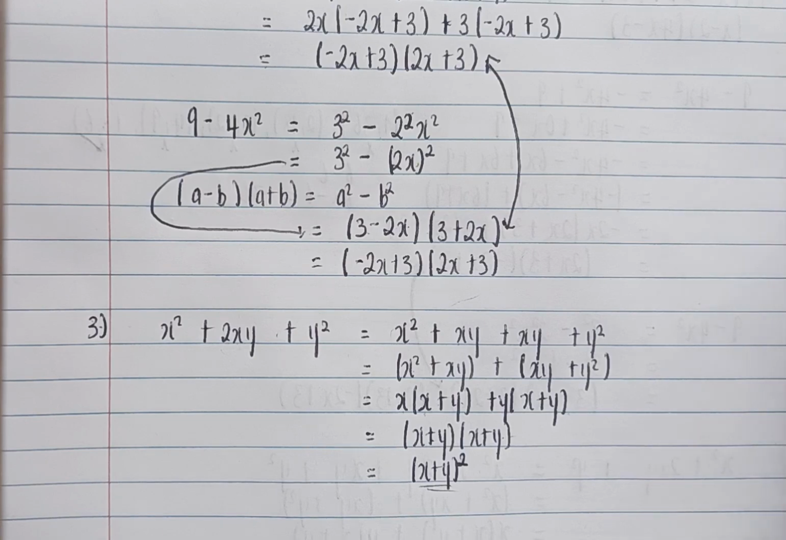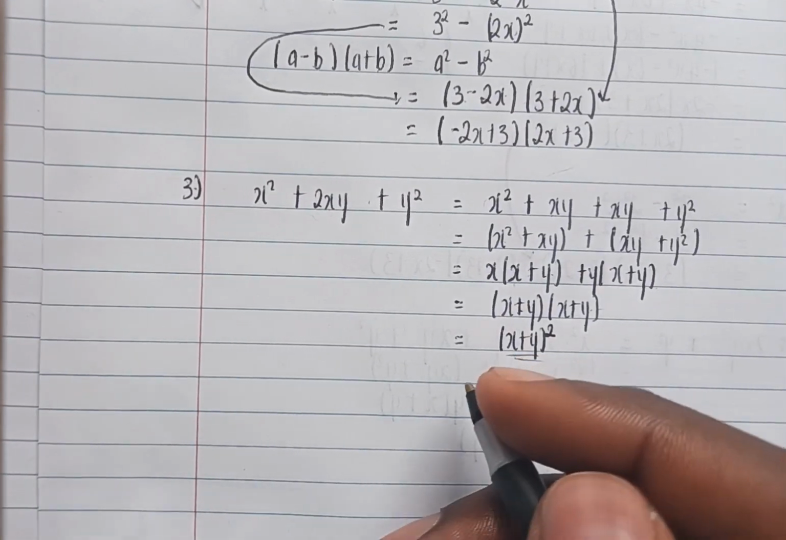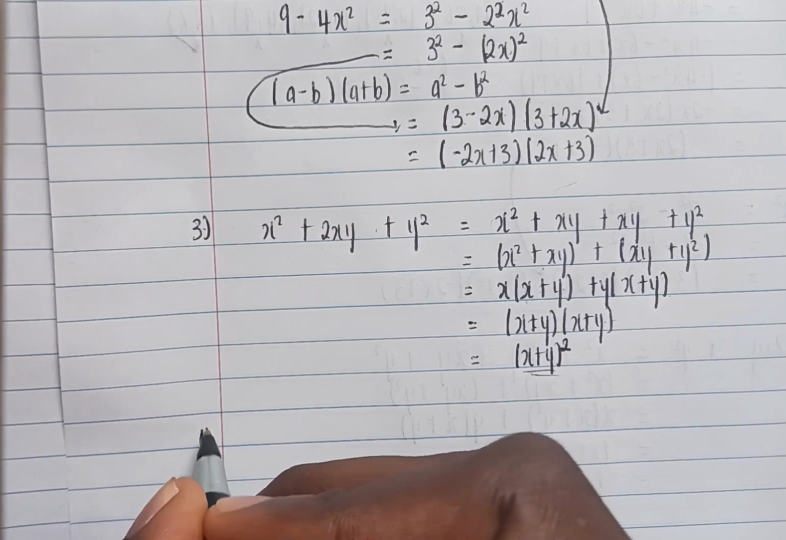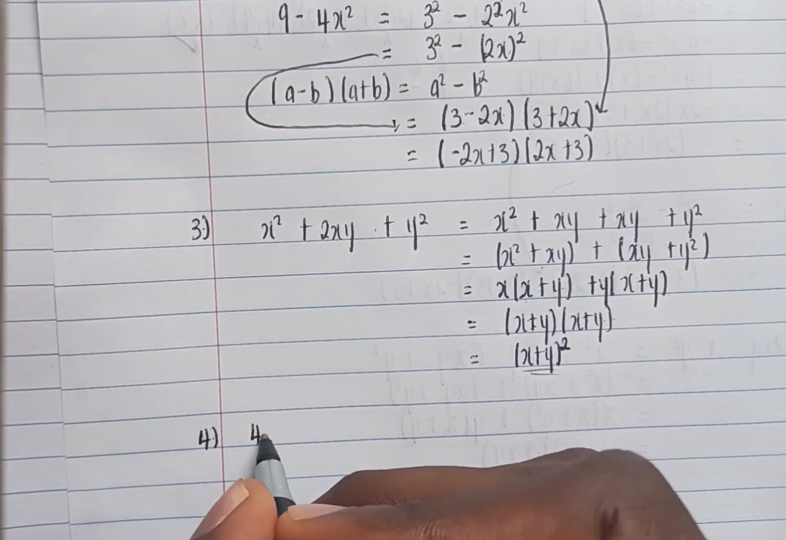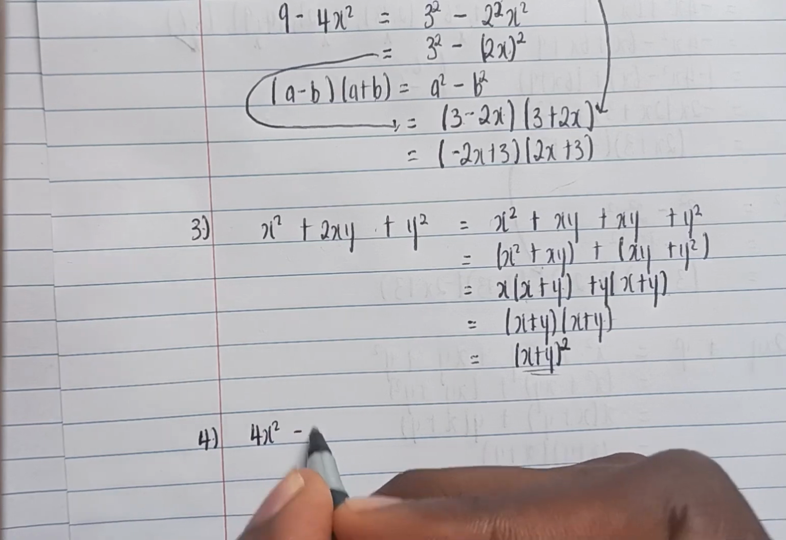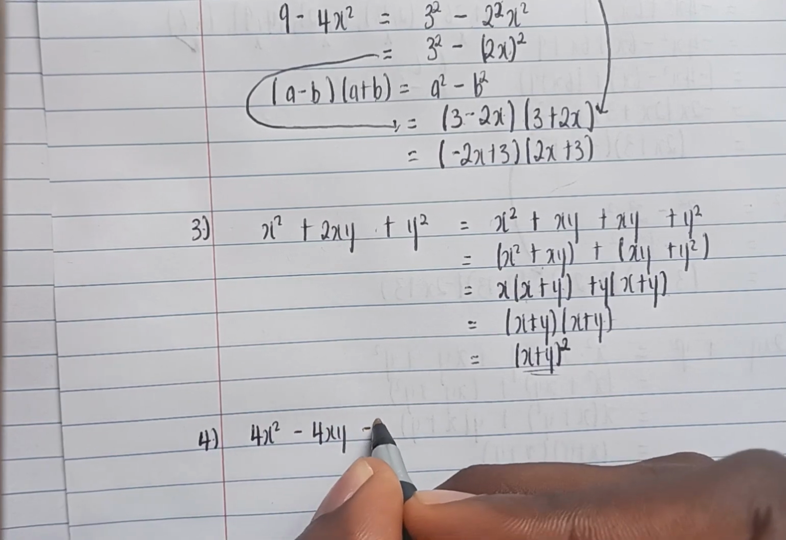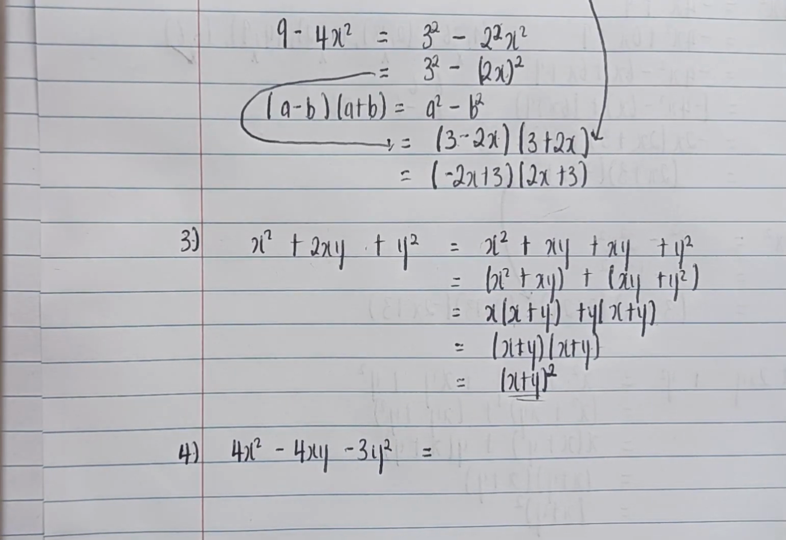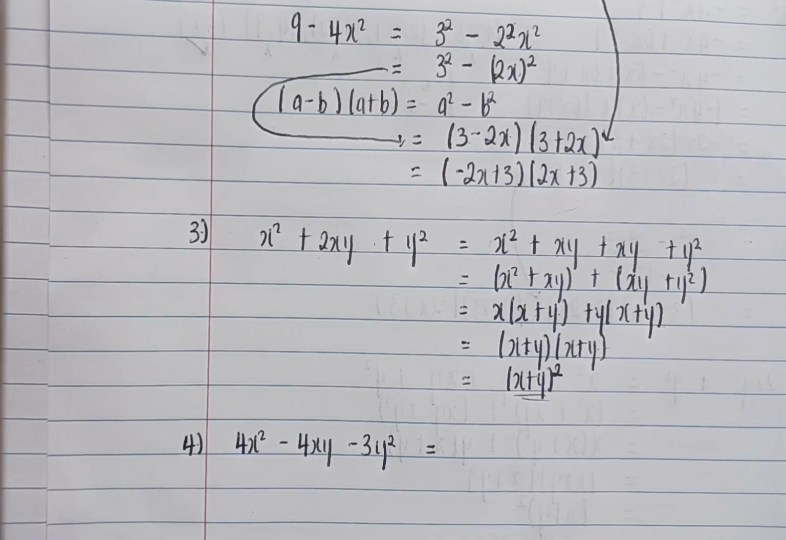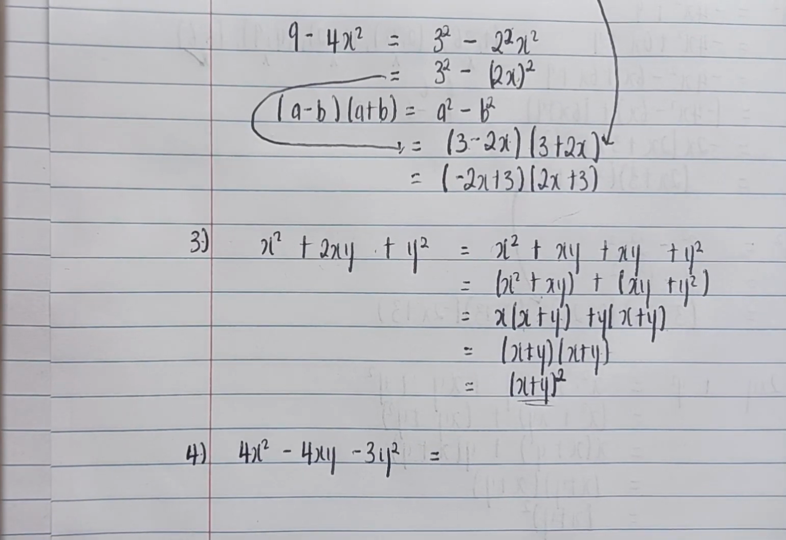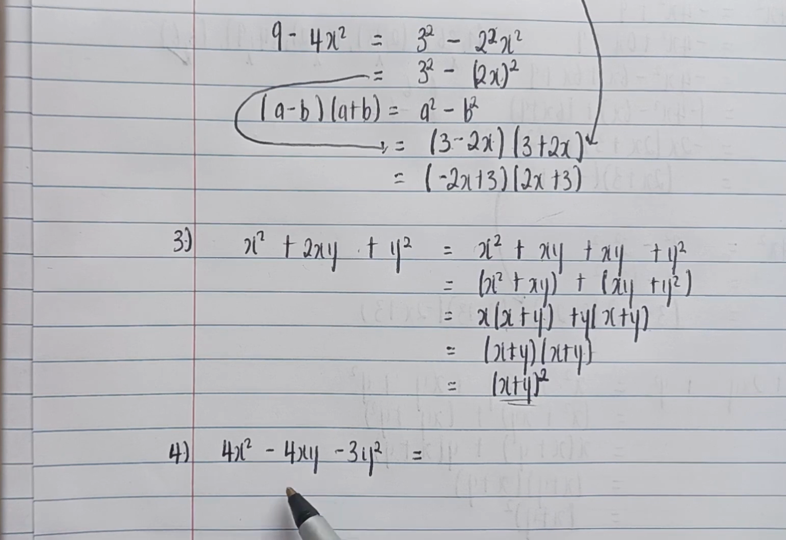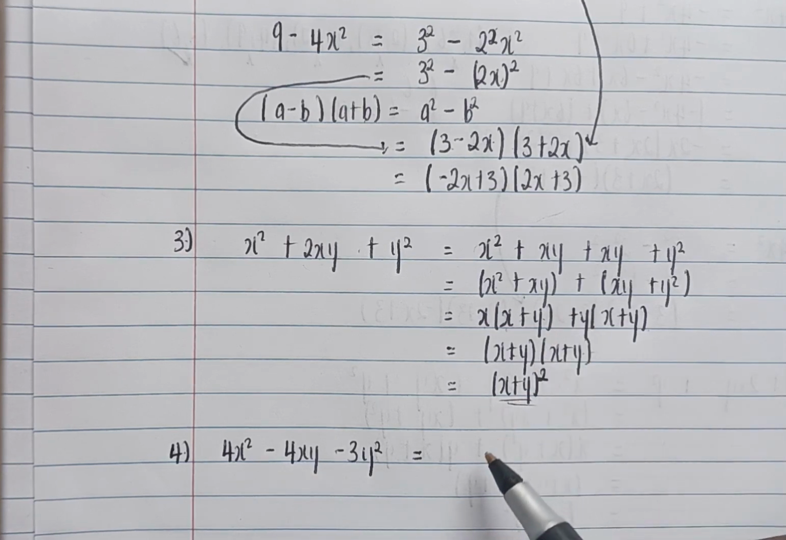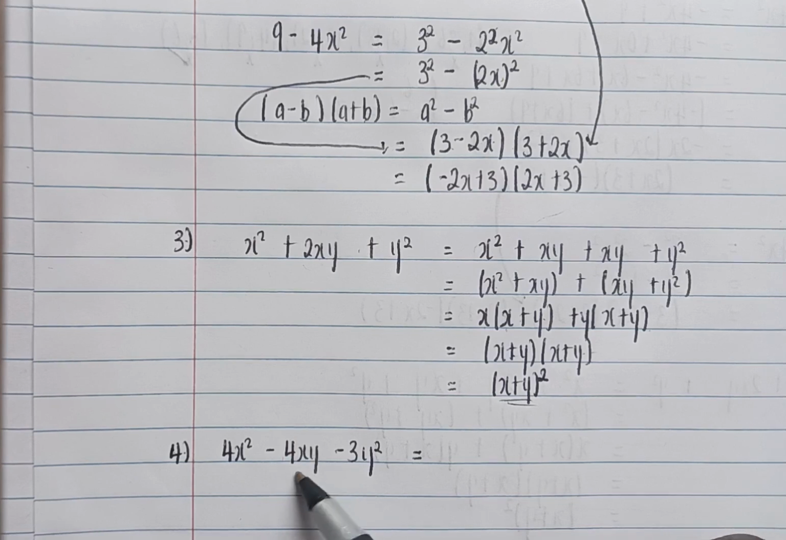Let's have another one just for practice. Number 4: 4x squared minus 4xy minus 3y squared. Okay, this question is similar to the previous question. We have two variables, so we do the same principle as the previous question. We express the middle term as the sum of two expressions that will allow us to factorize.